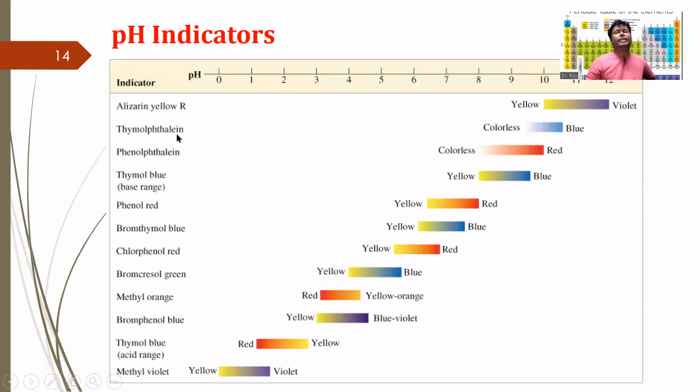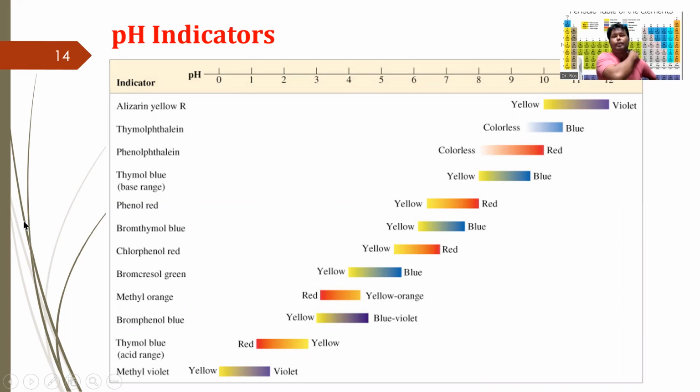Then the pH indicator. This is some medium or some substance. When we add it into an acid or base solution, depending on the pH of the solution, we will observe a specific color. So just by observing the specific color, we can have an idea of the value of the pH without having the pH meter.